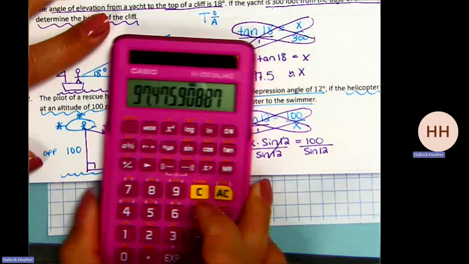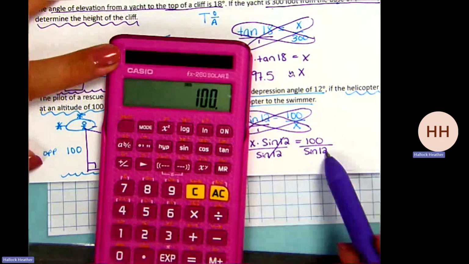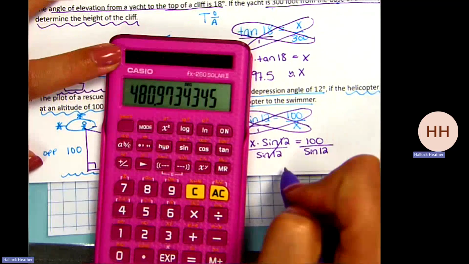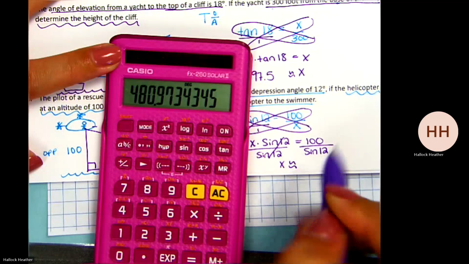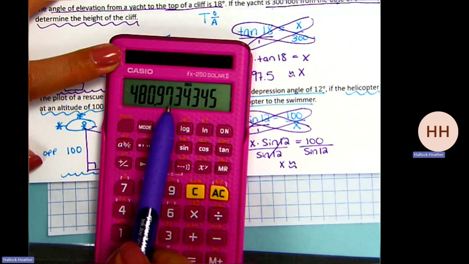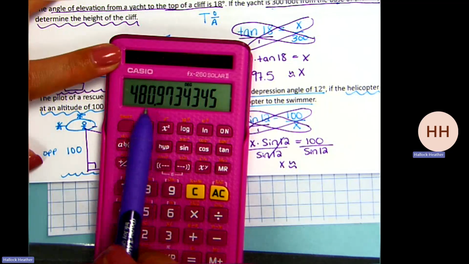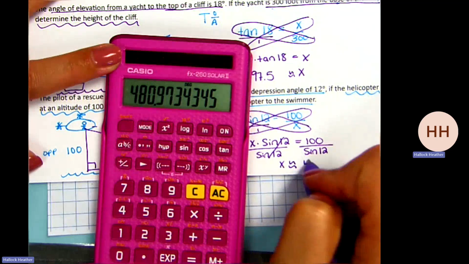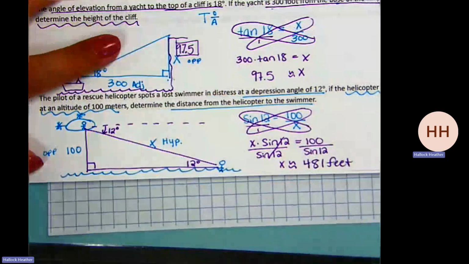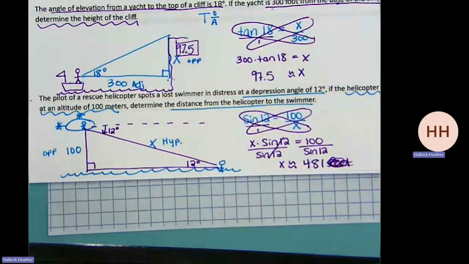So in your calculator, you're doing 100 divided by sine of 12, and then you press enter. You should get x is about 480.97. That 7 is going to round the 9 up, which is then going to round the whole number up to around 481 feet. Or meters, sorry, not feet, meters. But 481 is the answer. So 481 is technically the hypotenuse, from you to him directly.